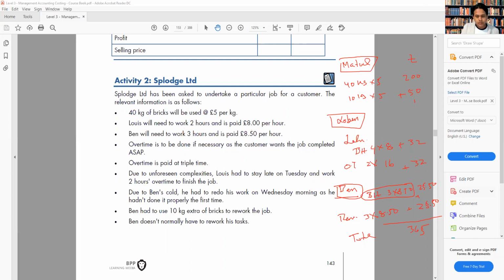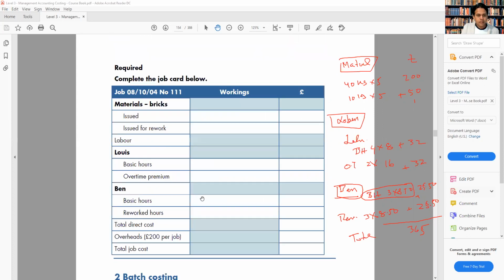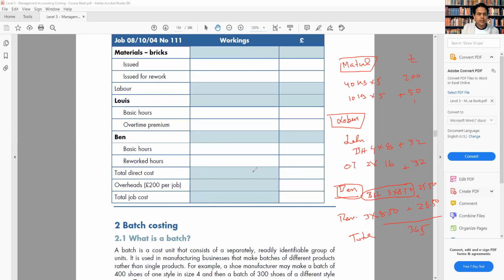So let's move on. We can move on now here and complete the table. So we have 40 kilo times 5, 210 kilo times 5, 50. For the labor, for the basic hour, for Louis, 4 hours times 8, 2 hours times 16, 32.